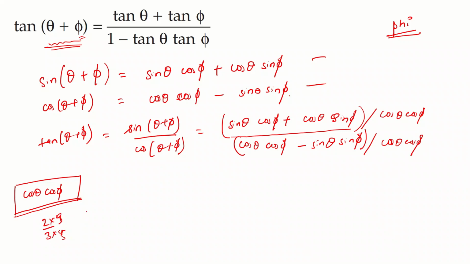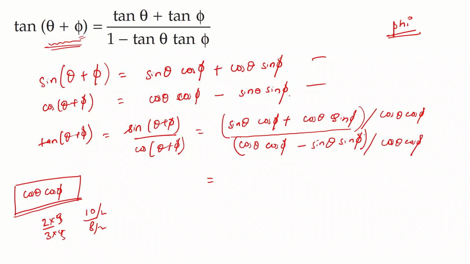And you can even divide the numerator and the denominator by the same number. For example, if I have 10 by 8, then you can divide both of them by 2, and this is what you actually do when you simplify any fraction, right? You divide the numerator and the denominator with some common number, and that is what we are doing here. We are dividing the numerator and the denominator with that common quantity cos theta cos phi. So we can do that, right?